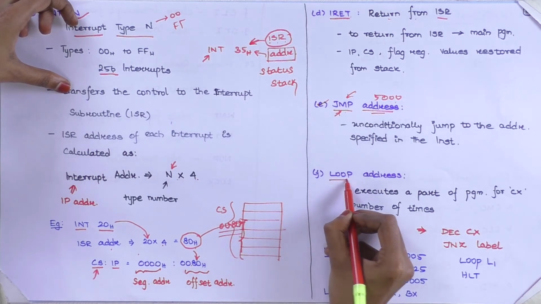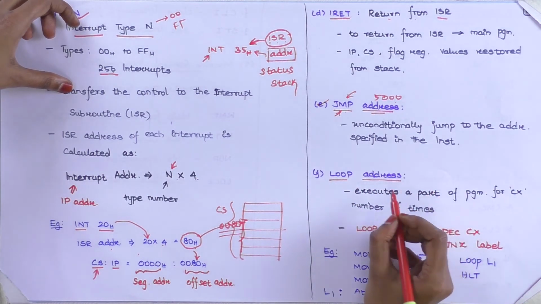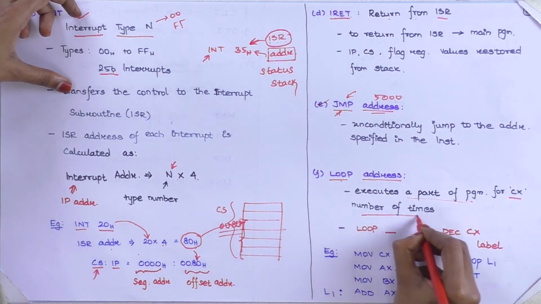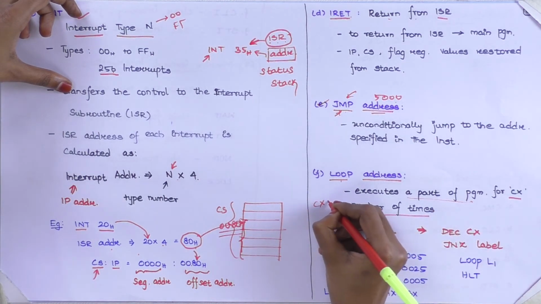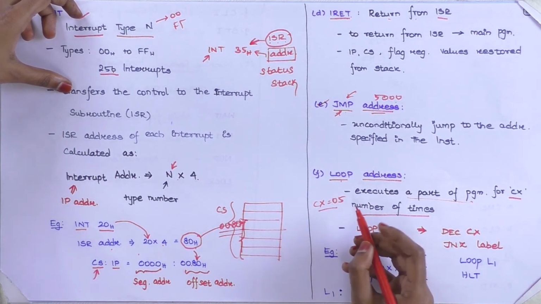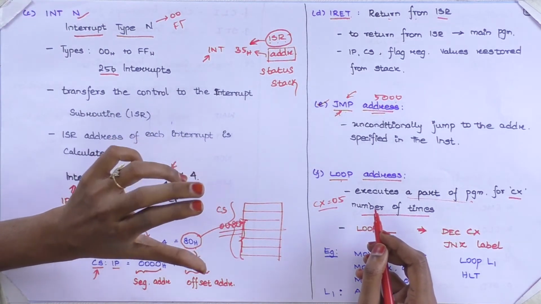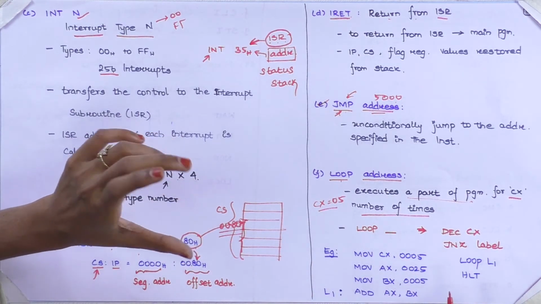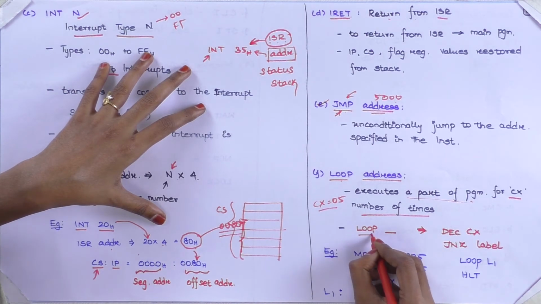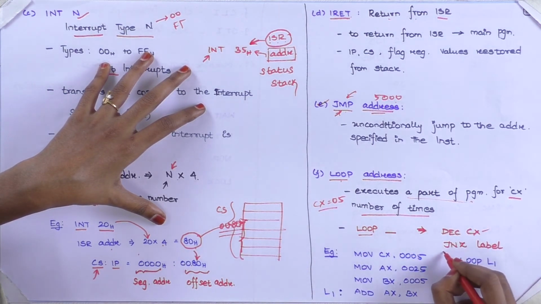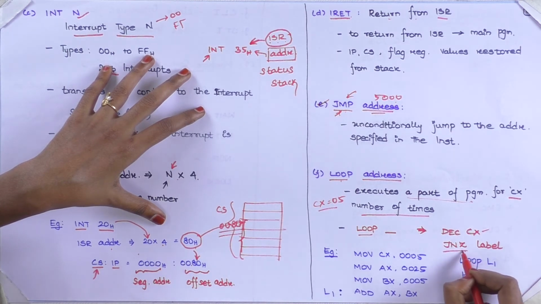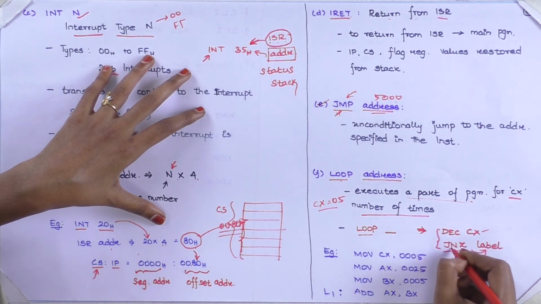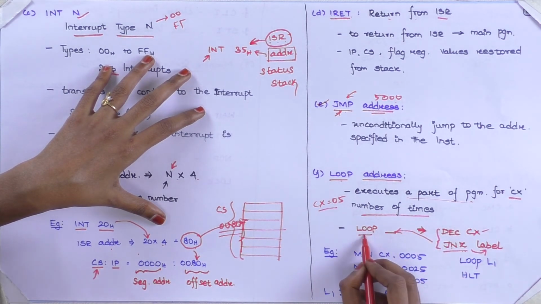And the next instruction is LOOP, and you have to mention the address here. What this loop will do is, it will execute a part of the program for CX number of times, which means that if you have mentioned 05 in the CX register, this loop instruction will execute some part of the program 5 times, okay. I will explain it with an example, okay. So what this loop will do is, it will decrement CX and check whether CX has become 0 or not. If it is not 0, then jump to the label that has been mentioned. So the operation done by these two instructions is done by this single loop instruction, okay.